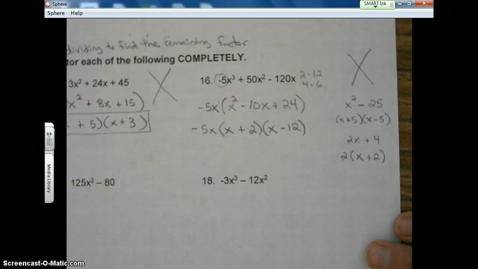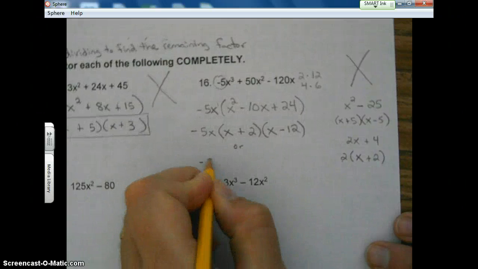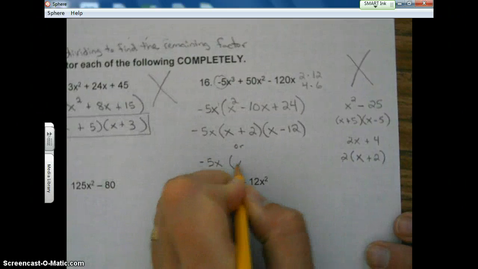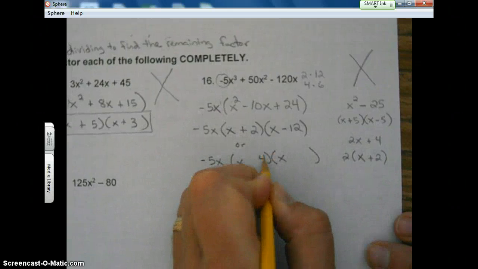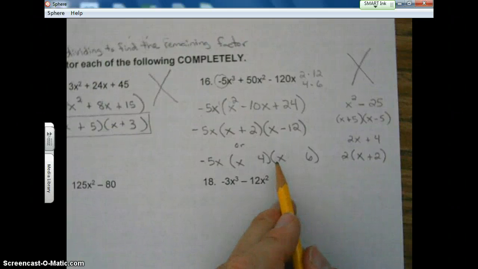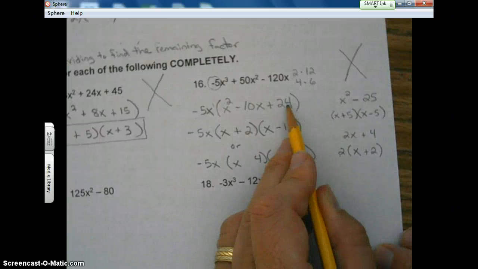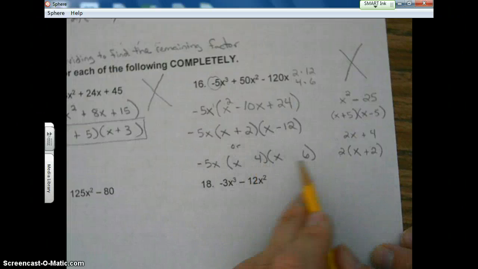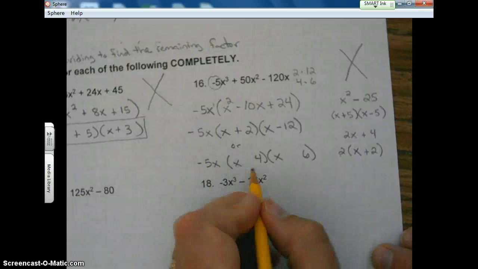6 and 4, would that work? Let's try it. Negative 4 and negative 6 make 24 when you multiply. Negative 4 and negative 6 when you add them, they make negative 10.